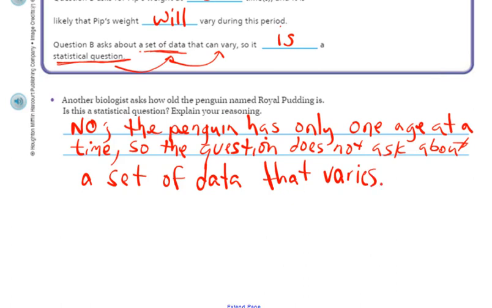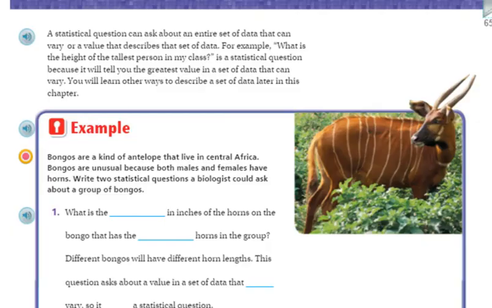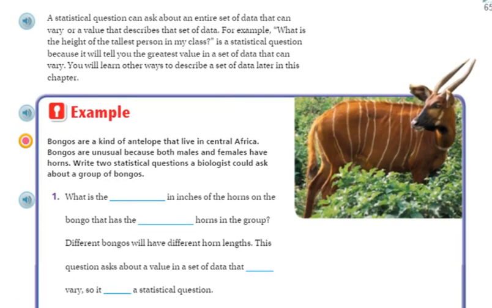All right, so if the data set would vary, or the numbers that you could get for an answer vary, then it is a statistical question. If it does not vary and you only get one answer for that question, or it focuses on one specific moment in time, it is not a statistical question. All right, so let's go ahead and turn the page. We're going to look at page 650 here. And we're going to work through, looking at a specific situation, answer a few questions, and then we'll wrap up the video lesson. Please follow along while I read up in here. A statistical question can ask about an entire set of data that can vary, or a value that describes that set of data.